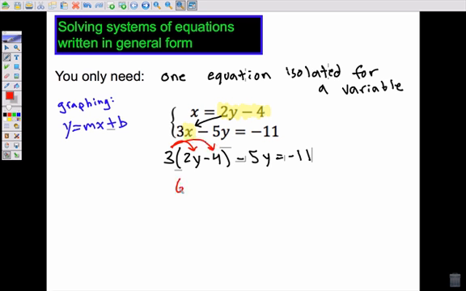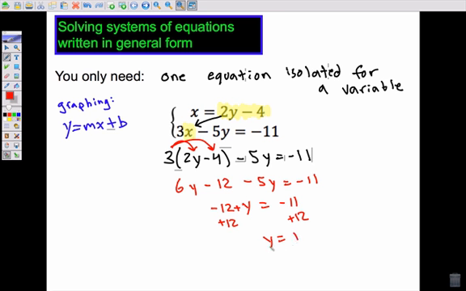3 times 2y is 6y. 3 times 4 is 12. I have a minus 5y equals negative 11. So continue to just finish solving this. I have 6y minus 5y, that's just 1y, and then a minus 12, and then that equals negative 11. So then I'll just finish by adding 12 to both sides, and I'll get y equals 1.